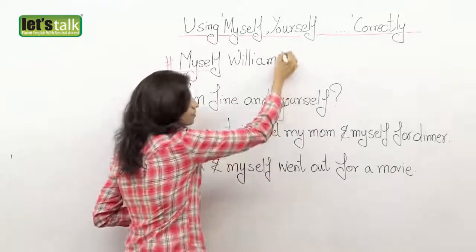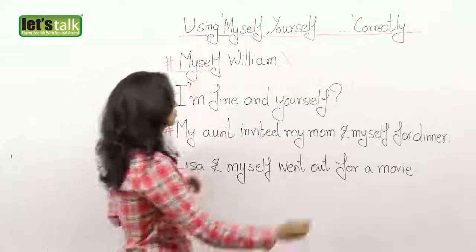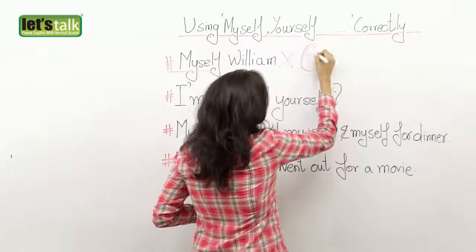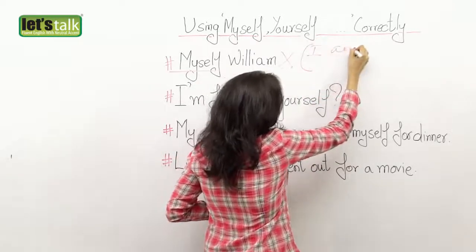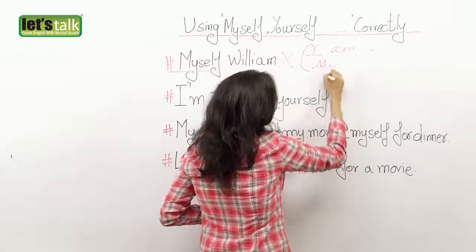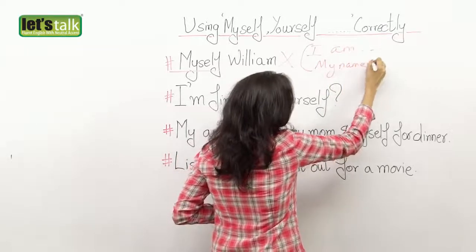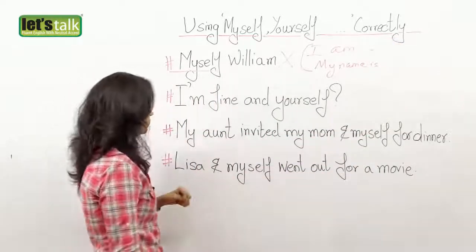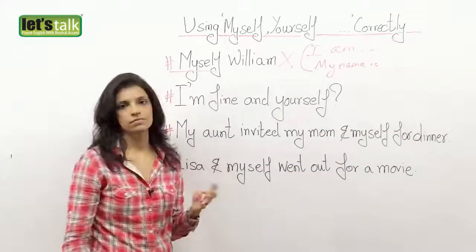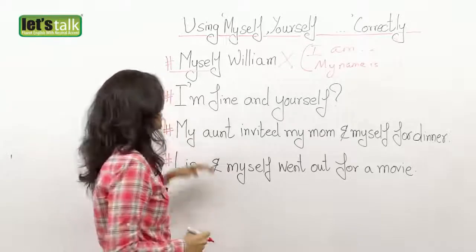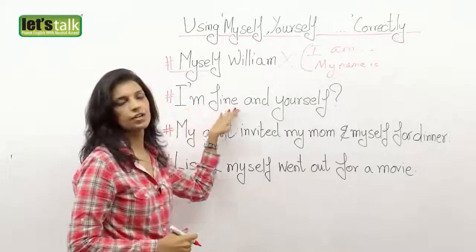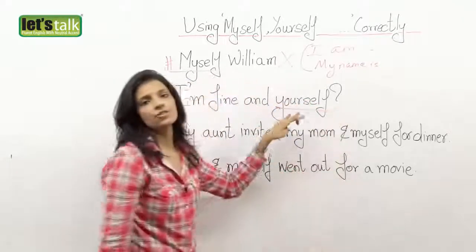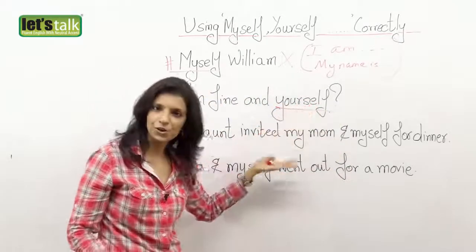So, number one, we do not use myself when we introduce ourselves. You say, "I am," or "My name is." Then I asked him, "So, how are you?" He said, "I'm fine. And yourself?" Again, you do not say "and yourself." You say, "I'm fine, thank you. And you?"